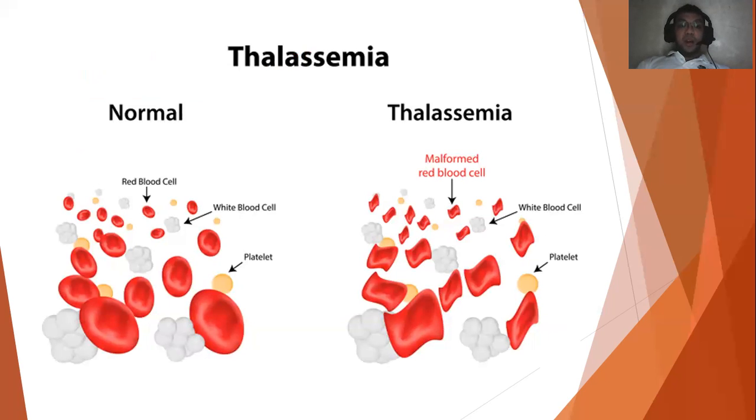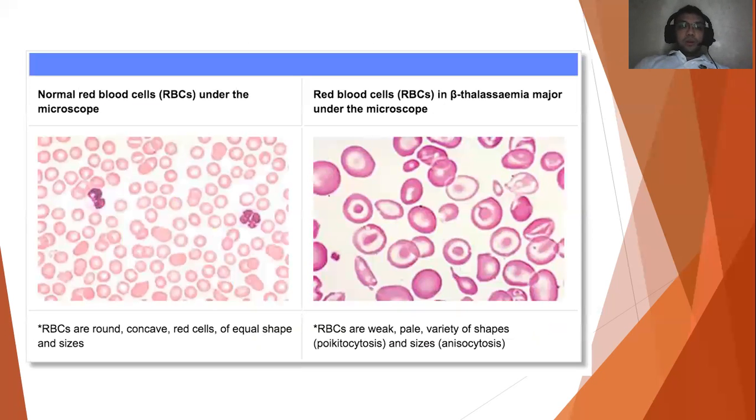So as you can see here, these are the normal red blood cells, but for thalassemia, they appear abnormal. They are abnormally shaped. So normal red blood cells, and we have the red blood cells here in beta thalassemia major under the microscope. So you can see here they appear in a variety of shapes, poikilocytosis, in sizes, anisocytosis, and they are very pale.